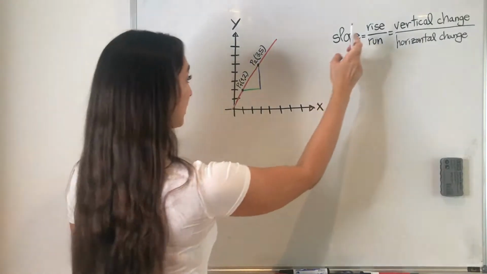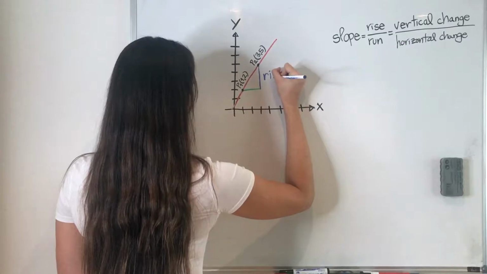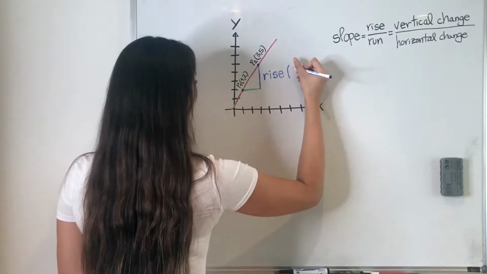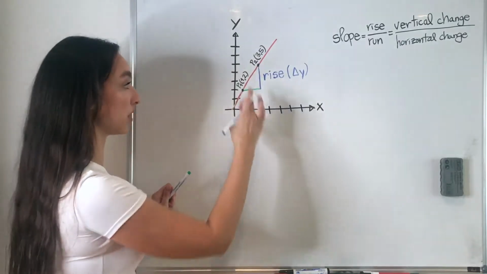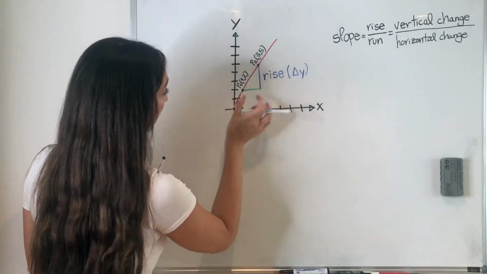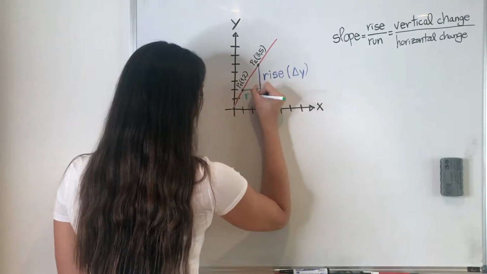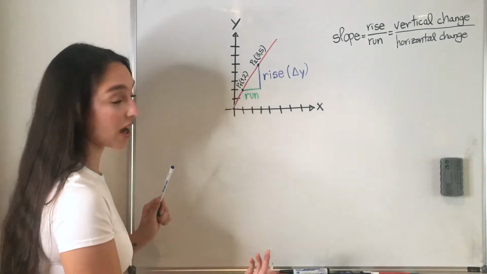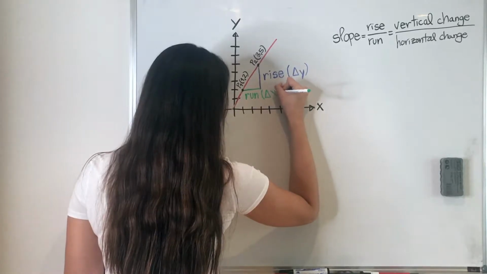So, the vertical change, as I said, is known as rise. Also called variation in the y-axis because the vertical change happens in the y-axis. And this is the horizontal change, also known as run, because it happens on the x-axis, it's also known as variation of x.